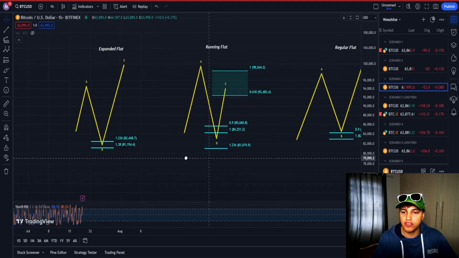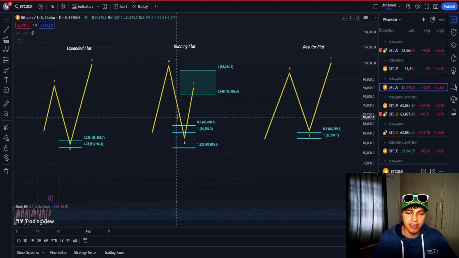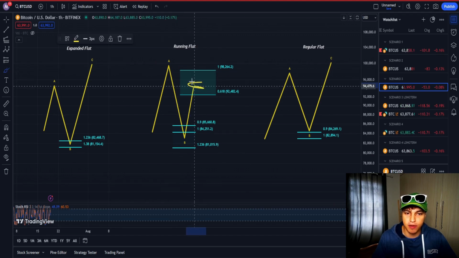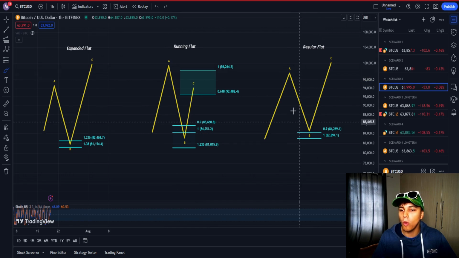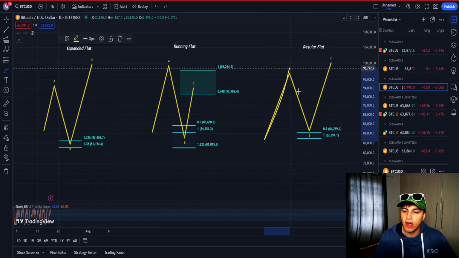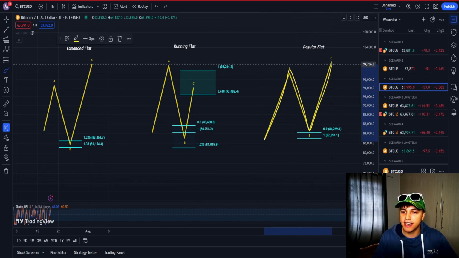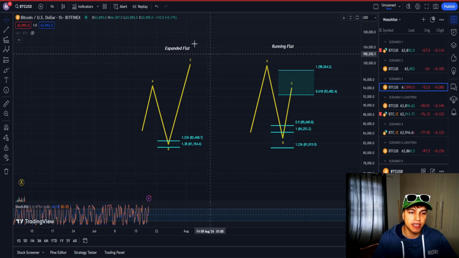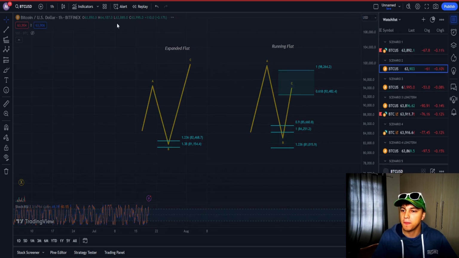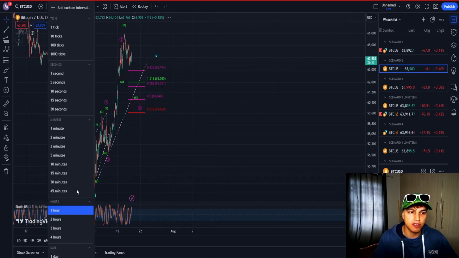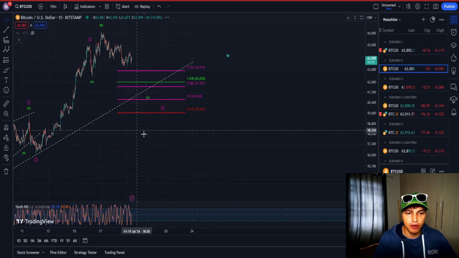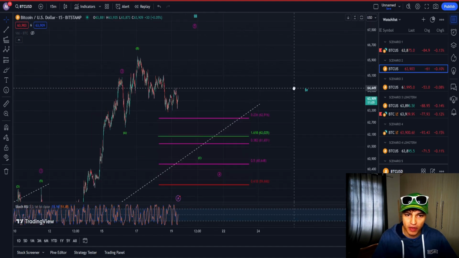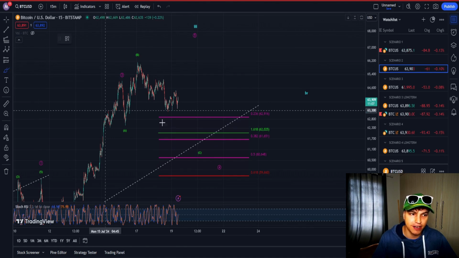These are two other ones that we could have: a running flat, which doesn't expand past the A wave high, or a regular flat, which hits about the 0.9, targeting the 1-to-1 on the C. But at the moment, we can see our expanded flat is possibly playing out. So if we look at the 15-minute, we can see this expanded flat.